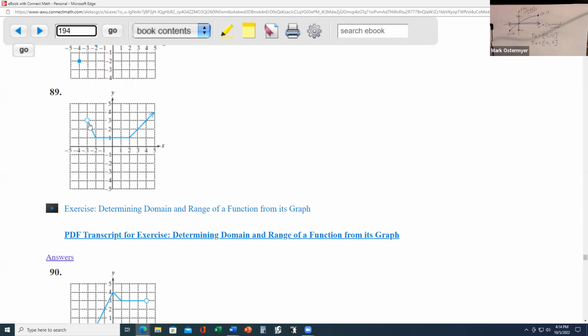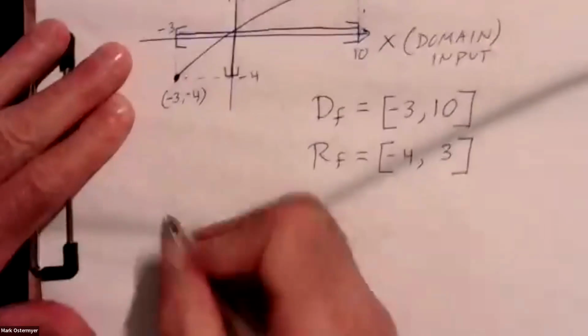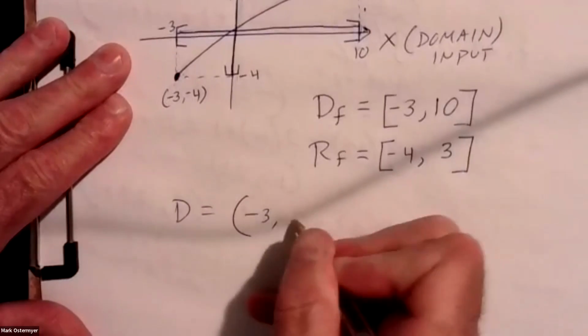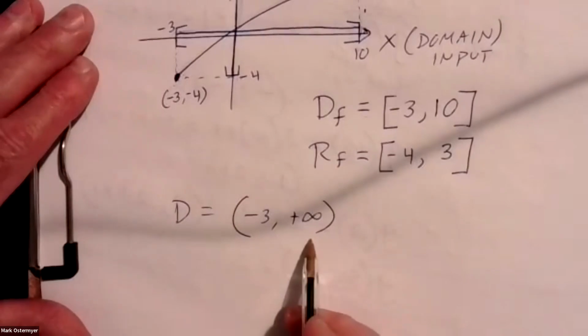So the domain would be in interval notation, open parenthesis, -3, comma, up to what? What's the largest x coordinate of any point found on this graph? The largest x coordinate? Infinity. Positive infinity. So the domain would be not including -3 up to positive infinity. That would be the domain of that function there. So again, how do we represent that using interval notation? We say the domain would be not including -3 up to positive infinity. That would be the domain.